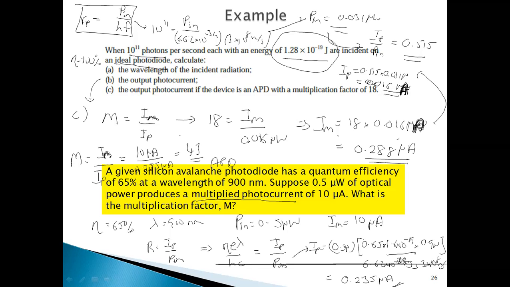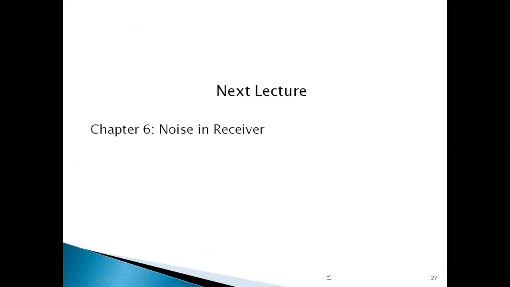I hope by now you understand this method of calculating the multiplication factor for the APD photodiode. So that's the end of chapter 5 on the optical detector, particularly on the photodiode. We are going to learn more on this photodiode, especially the noise calculation of the photodiode, in chapter 6 under the chapter title noise in the receiver. This will be covered in the lectures next week.